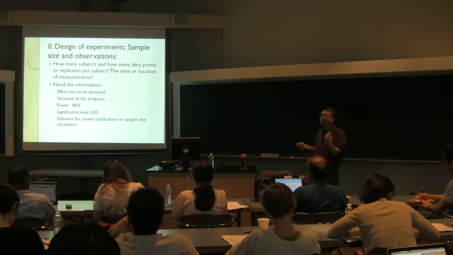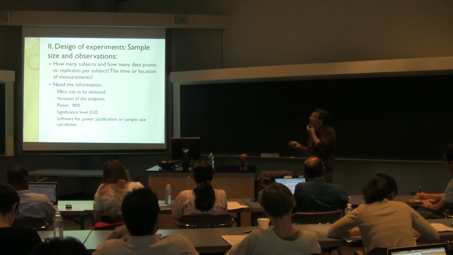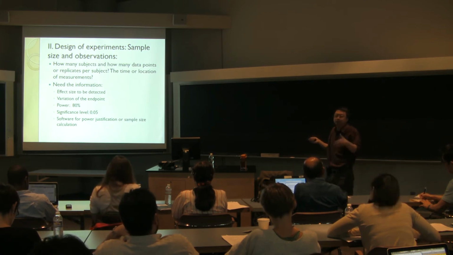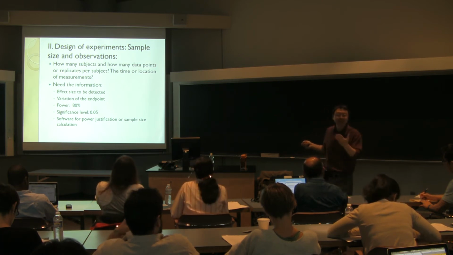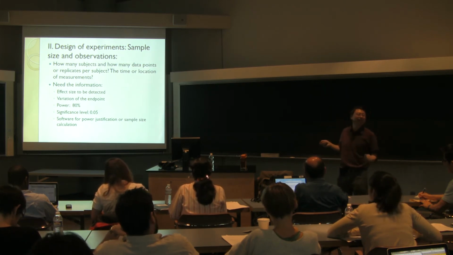Usually people use 80% power for clinical trials or for standard things. We fix this at 80%, and the significance level also usually people fix at 0.05. Why is this? Nobody knows, but that's the value people accept. Use 80% power, 0.05. You can publish your paper, so there's no problem. I can guarantee that.